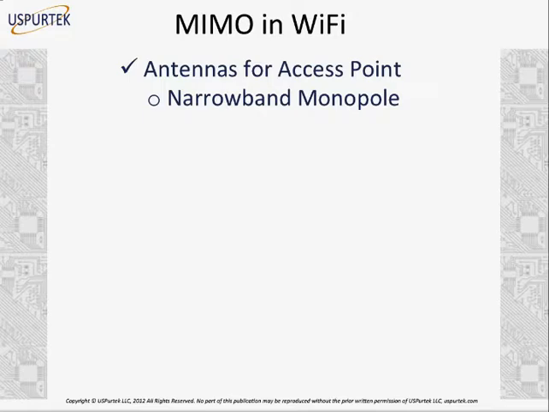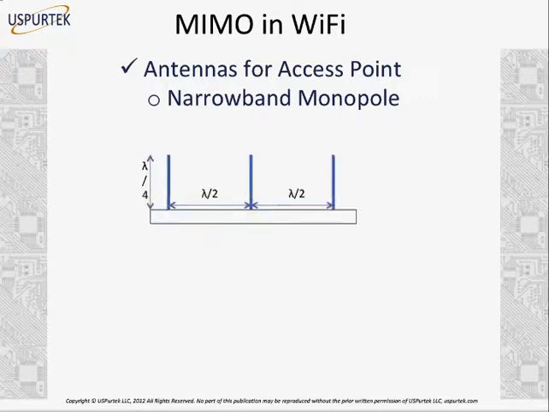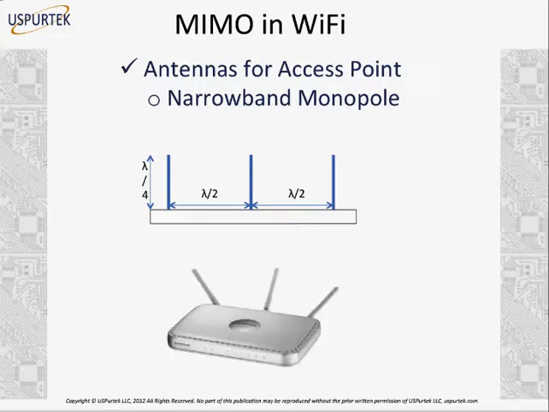Now let's look in a little more detail into MIMO antennas in Wi-Fi. We'll discuss how MIMO antennas are typically implemented in a Wi-Fi access point. Have you seen a narrowband monopole implementation? You must have seen some routers which have at least 2 or 3 antennas. Two antennas is very common, but they have started coming with 3 antennas too. That is actually MIMO, and it comes with the N version.